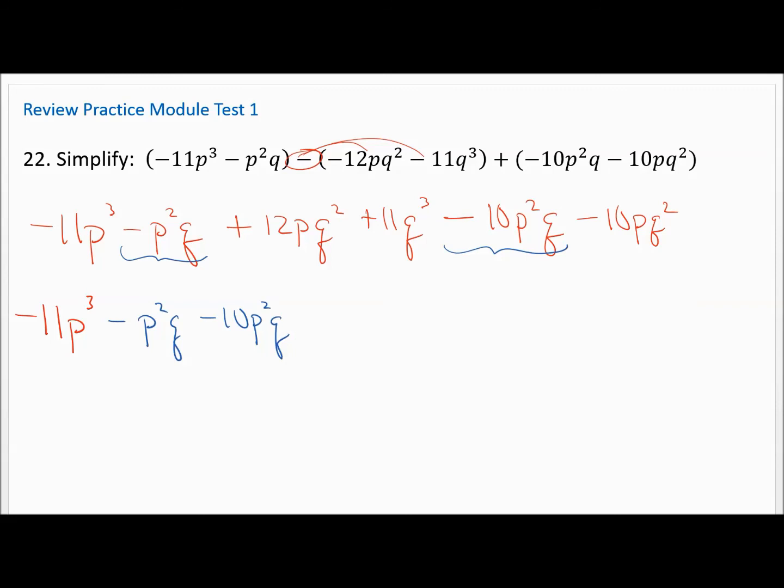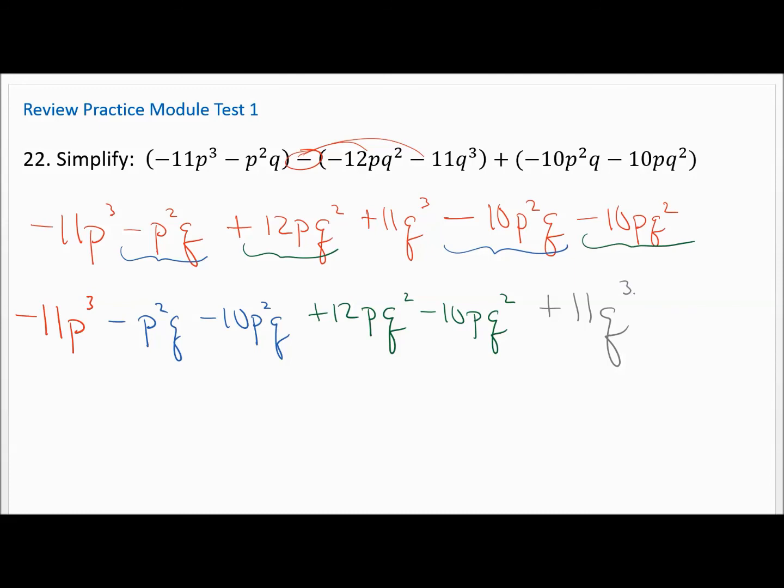We'll handle that in a minute. Now, I'm looking at a pq squared, which is not the same thing as p squared q, right? Here the p is squared, here the q is squared. So is there another pq squared? And I'm hoping you're telling me, yes, there is at the end, right? So I'm going to group those together. Plus 12pq squared minus 10pq squared. Okay? And then what's not underlined, we've already listed that one, the 11q to the third. All right? So I'm going to write that at the very end. It doesn't have a like term, 11q to the third.